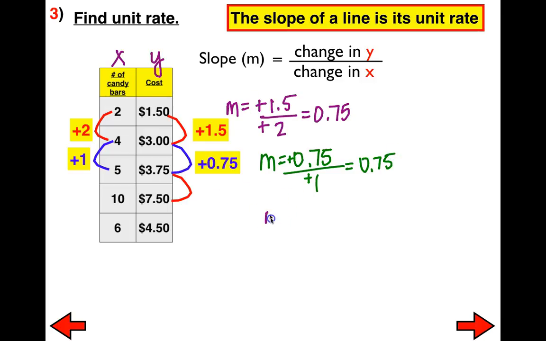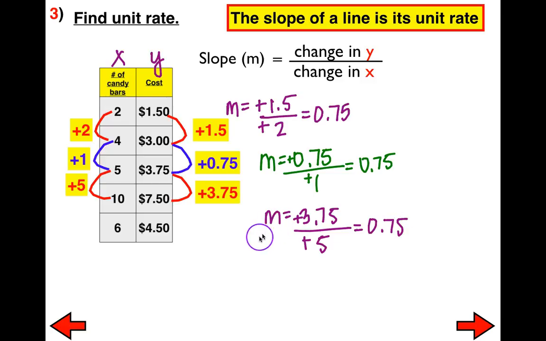Okay, so here the slope is, well, how did 3.75 go to 7.50? Think about money. How much would that be? Well, we would have to add $3.75. That's my change in y. Now what's the change in x? It went from 5 candy bars to 10 candy bars, so we're going to be adding 5 candy bars. Okay, I will do the math for you. This will reduce to 75 cents.